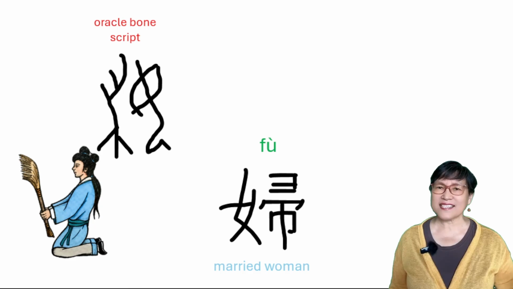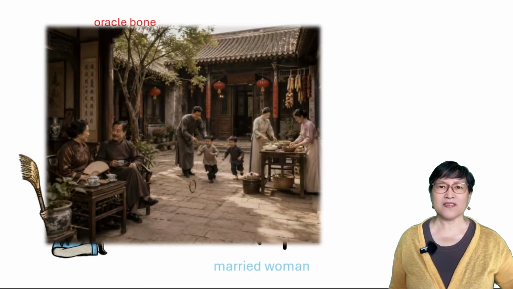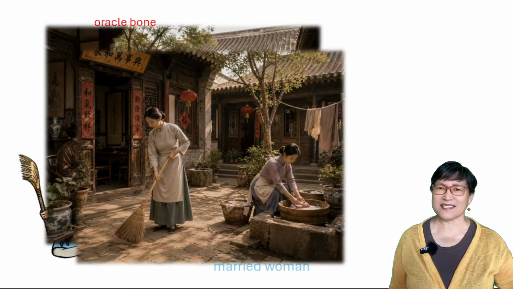In traditional Chinese society, it was common for three or even four generations to live together under one roof. When a woman married into a large family, she was often expected to take care of many household duties, including cleaning and other domestic work. As a result, the image of a woman holding a broom came to represent a married woman.